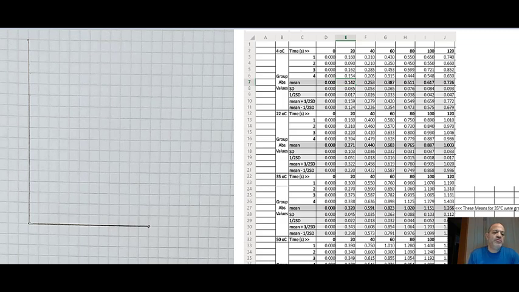Hey guys, this is a tutorial on how to graph your enzyme activity data. In this tutorial, we're also going to review how to scale axes and plot data points, and then draw a best fit line as well.